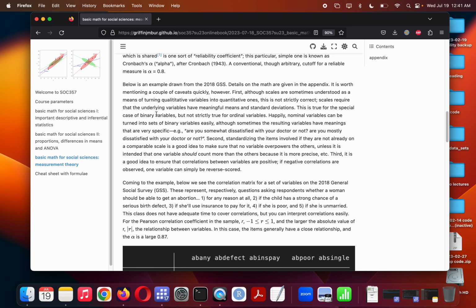Here, since we're not going to focus too much on the mathematical details, I'm just going to give an example from the 2018 JSS as promised before. The details on the math are given in the appendix. I do want to mention a few caveats quickly though.